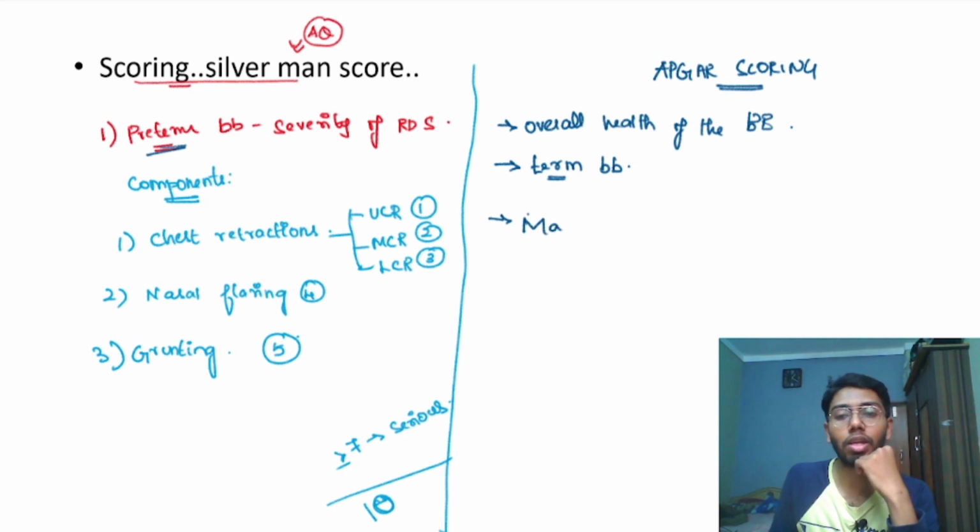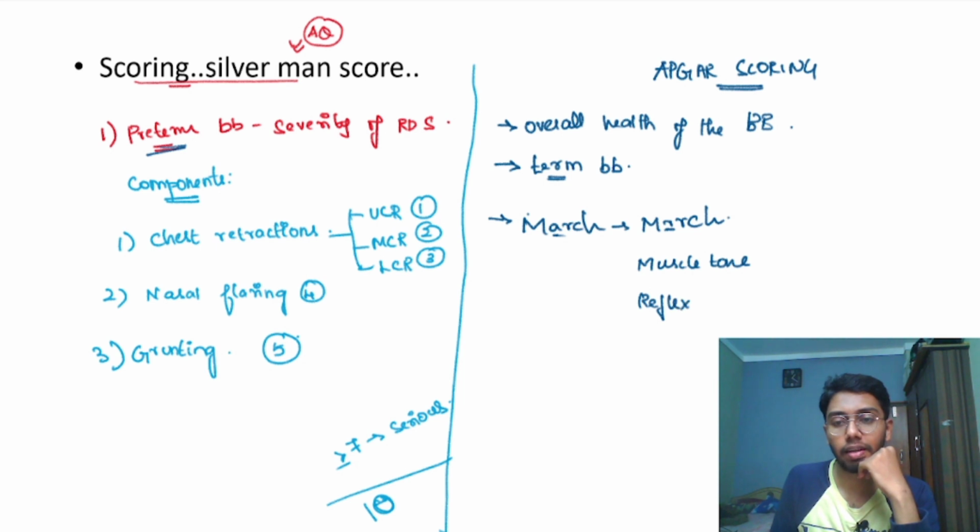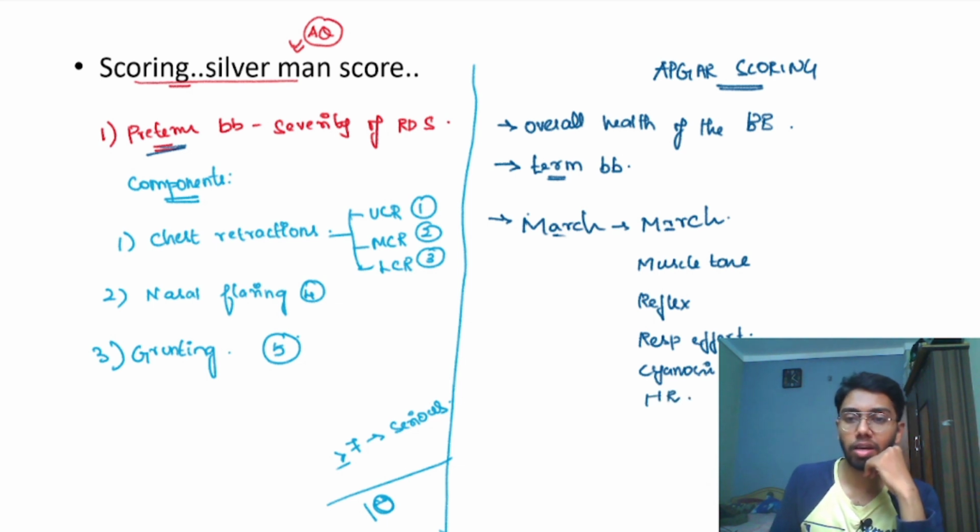Just remember the mnemonic MARCH. Just convert it into MRRCH, that's it. So M for muscle tone, R for reflex, another R for respiratory effort. Bro, it is not respiratory rate, it is respiratory effort. Fourth is C for cyanosis, and H for heart rate. Fine, we have 5 components, 1, 2, 3, 4 and 5.